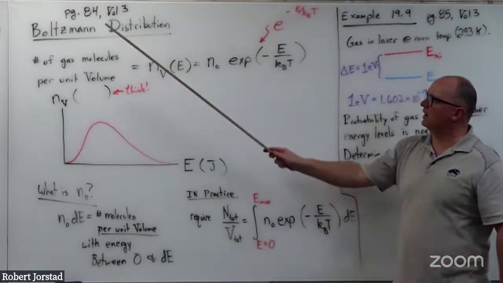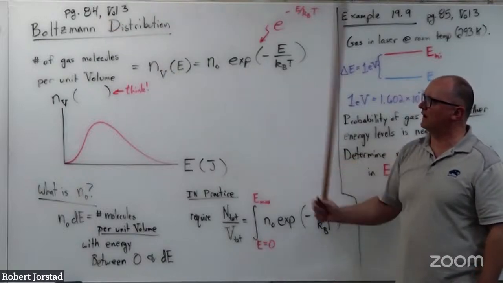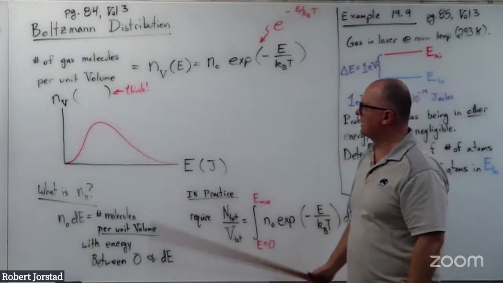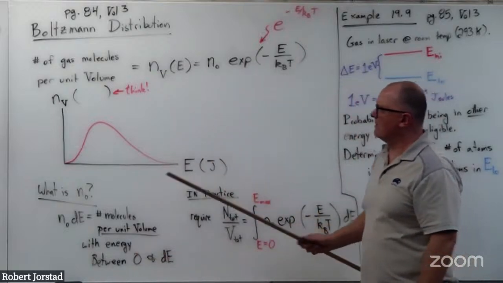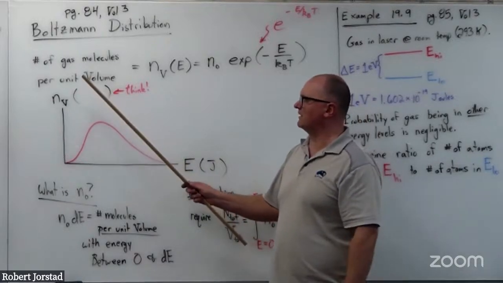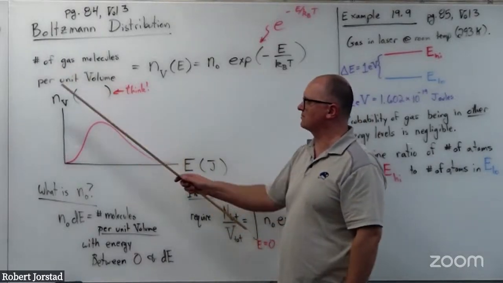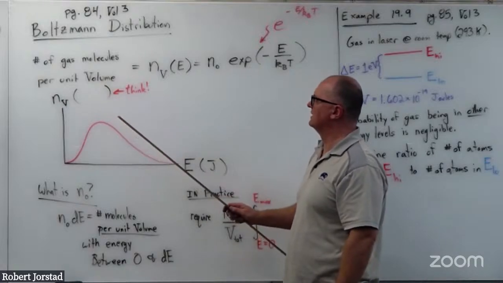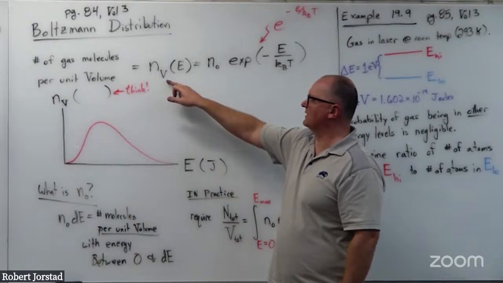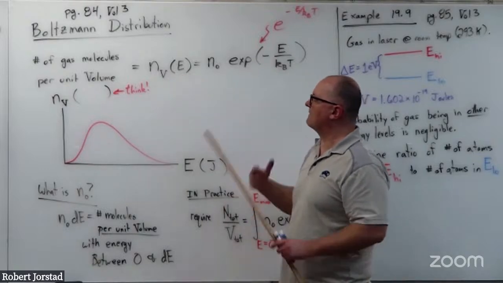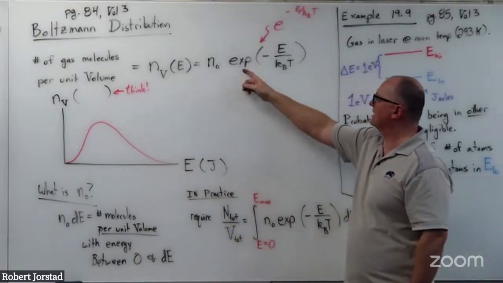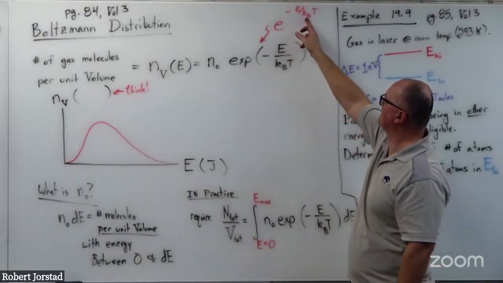To follow along, top of page 84, volume 3, just the very top, not all that junk at the bottom. So imagine we want to have a distribution function or a probability density function for the number of gas molecules per unit volume. I'm going to call that n subscript capital V of E. It's a function of energy. So there's going to be some constant, and then this is just e to the negative E over k Boltzmann T.